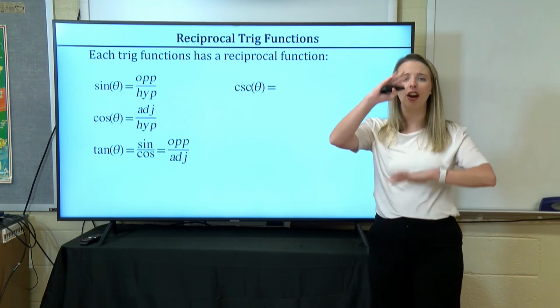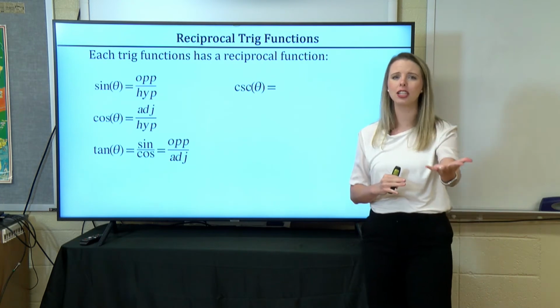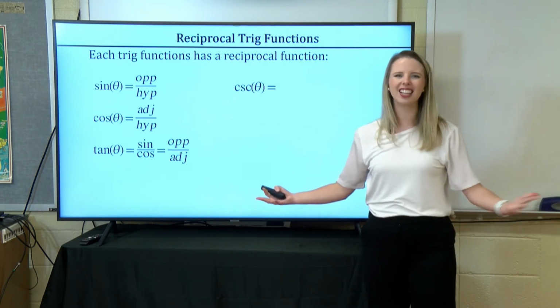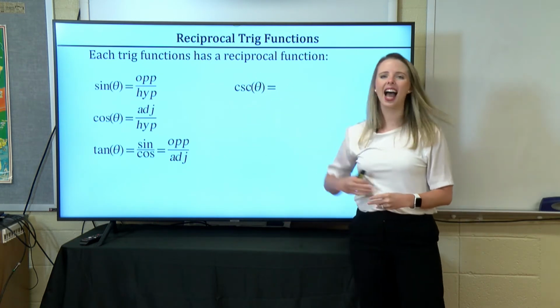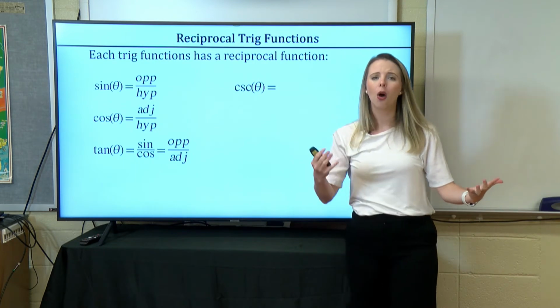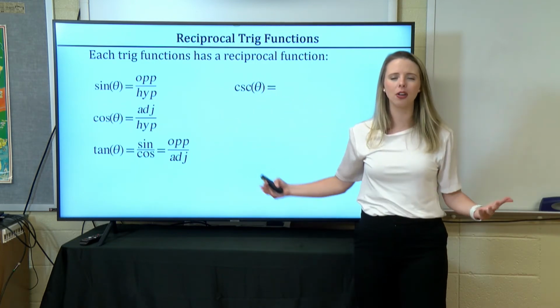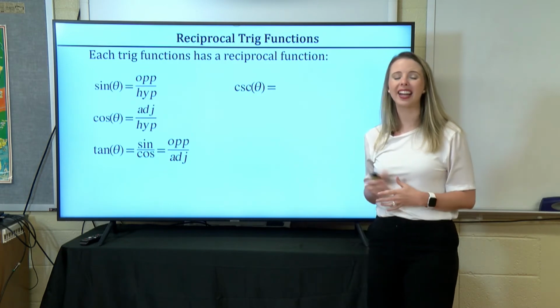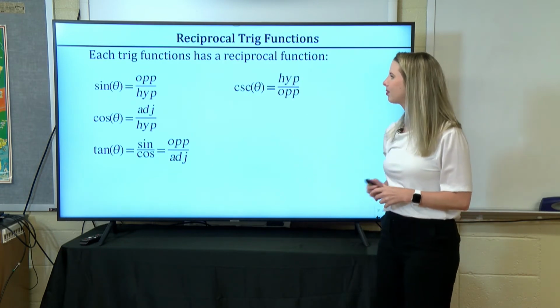Reciprocal means that I'm going to take the fraction, I'm going to flip it, right? So if I asked you to tell me the reciprocal of 3/4, that would be 4/3, exactly. So if sine is opposite over hypotenuse, using our understanding of reciprocal, how can we define cosecant? We're going to take sine and we're going to flip it, right? It's going to be hypotenuse over opposite.